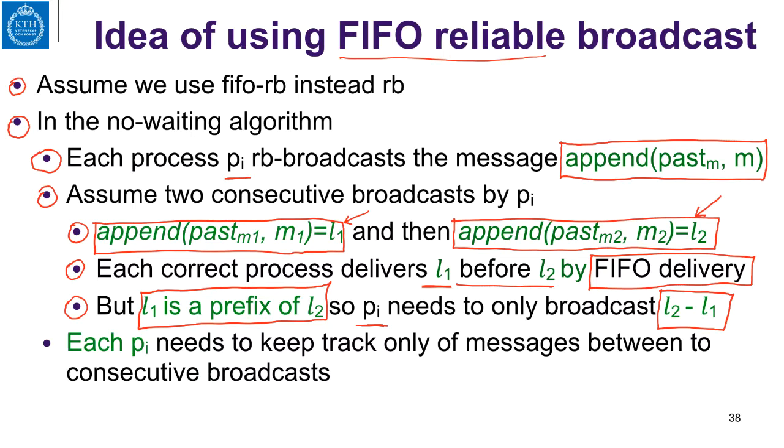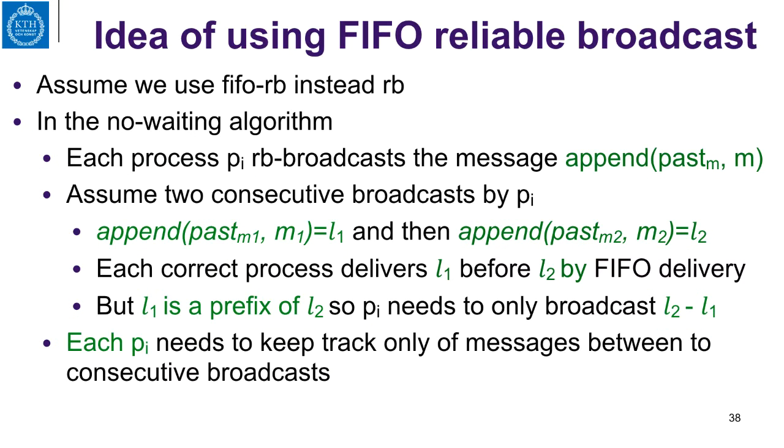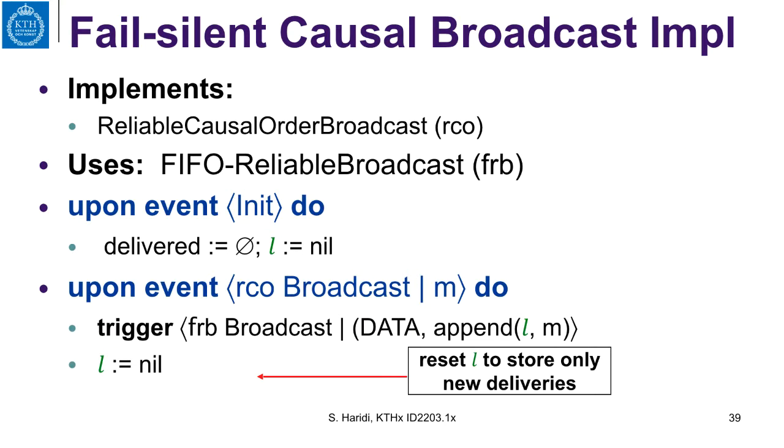Okay, so how do we change the algorithm then? We just make sure that each PI needs to keep track only of the messages between two consecutive broadcasts. So after you broadcast, you reset this list, and then you accumulate messages until the next broadcast. So this is the basic idea, and now let us look at the algorithm in detail, and it is very simple.